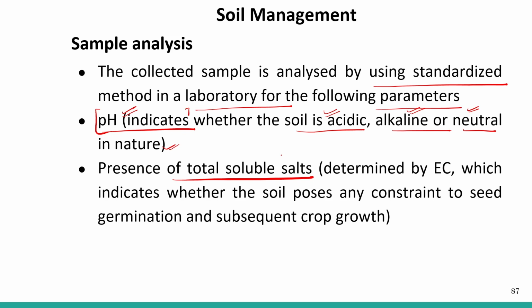Presence of the total soluble salt. So what are the total soluble salts that are present? That is determined by EC, which indicates whether the soil possesses any constraint to the seed germination or the subsequent crop growth. So if we analyze the presence of total soluble salt, then we know whether the seed's germination is affected or the subsequent crop growth is affected.